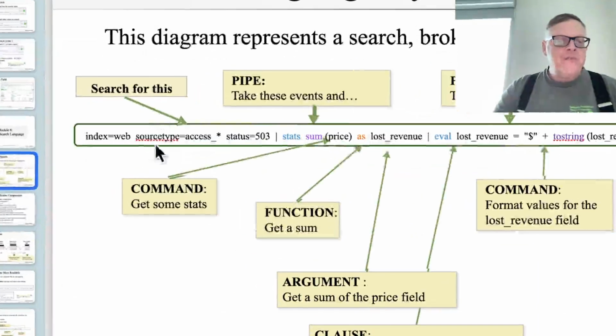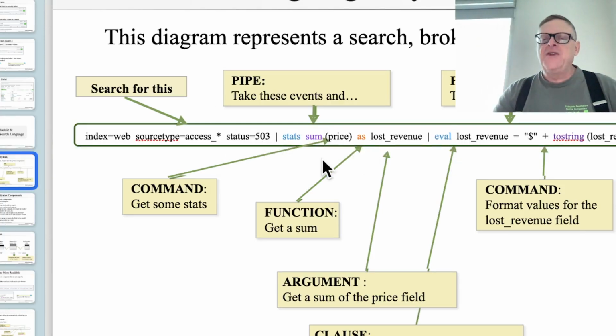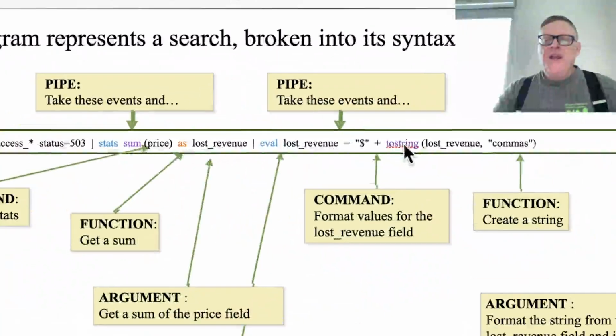So you search for something, sourcetype equals access star. You pipe, that's going to take these events and pass them through some kind of processing, like do the sum of price. So it's going to do a total of a field. And then that gets a sum. And then it's going to print out, instead of just summing all those events, it's going to show a chart as lost revenue, or it's going to rename it. It's going to rename the sum lost revenue. Then it's going to evaluate lost revenue equal dollars, and then to a string lost revenue with commas. So this is just how you format it to look like a nice, pretty money dollar sign and such.